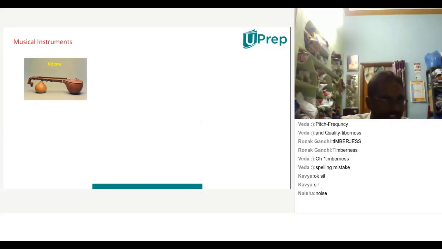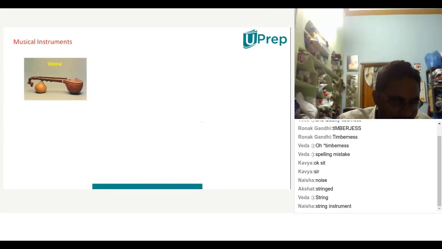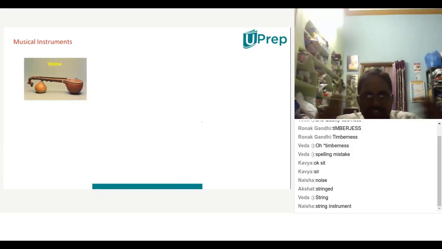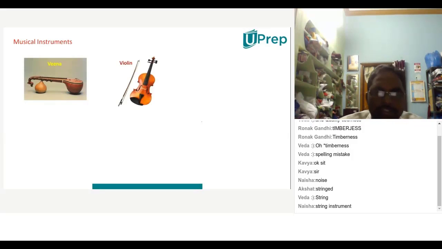Now this is Veena. Tell me which type of musical instrument it is, Veda. It's a string instrument. Right, it is a string instrument. Why? Because in Veena some strings are arranged. Now about a violin, what type of musical instrument is it, Alex? Stringed. It is also a string instrument. Right, strings are there for a violin also. So this is a string type instrument.